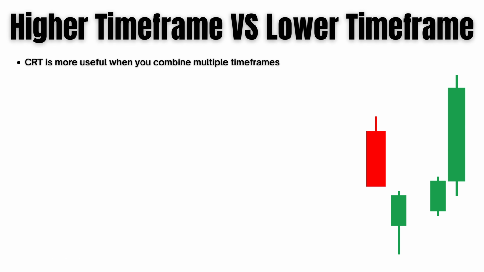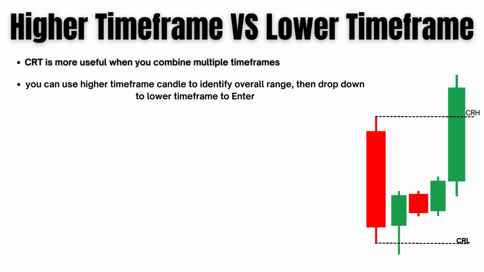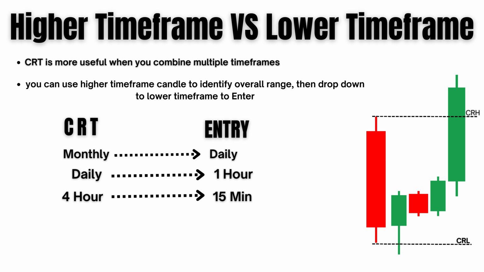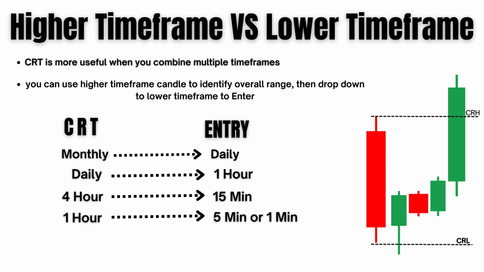The real power of CRT is when you combine multiple time frames. You can use a higher time frame candle to identify the overall range, then drop down to a lower time frame to refine your entry. Here's a quick framework you can use. Monthly range to refine on the daily. Daily range to refine on the 1-hour. 4-hour range to refine on the 15-minute. 1-hour range to refine on the 5-minute or even the 1-minute. This top-down approach keeps you aligned with the bigger picture while still allowing precise entries with small stop losses.